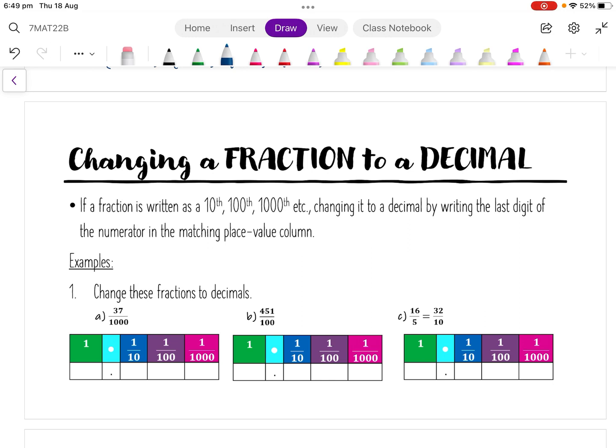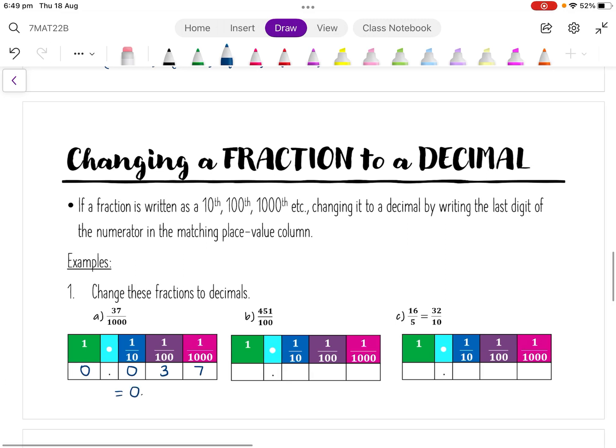So if we were to change 37 over 1,000, what we do is we have it over 1,000, so we put the last digit in the 1,000 column. So we put our 7 in our 1,000 column, and our 3 goes into our 100th column, and then we put zeros in the other 2 places before that. This means that our answer is 0.037. So 37 over 1,000 as a decimal is 0.037.